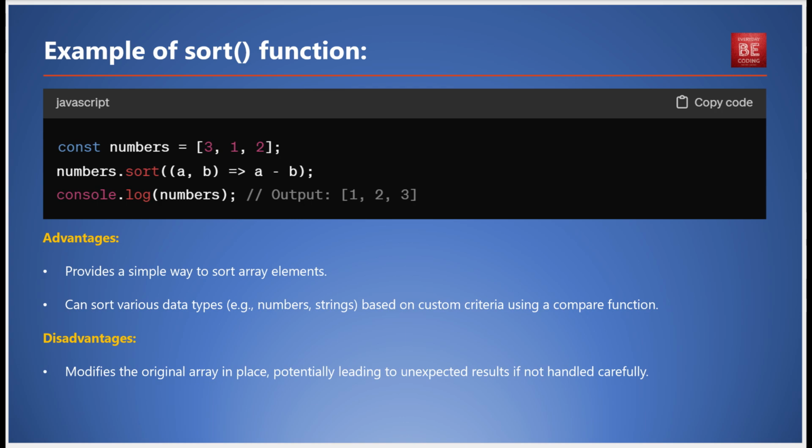Suppose you have an array of numbers: 3, 1, and 2. To sort these numbers in ascending order, you would use the code numbers.sort((a, b) => a - b). The output would be 1, 2, 3. The sort method is versatile and can sort various data types based on custom criteria. However, it modifies the original array in place, so handle with care.